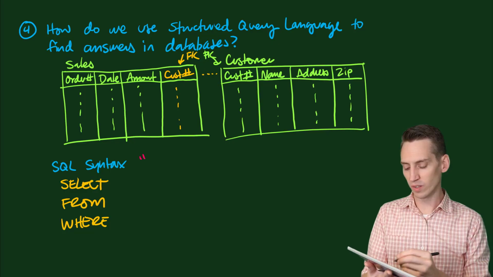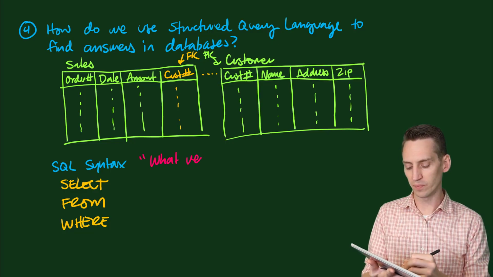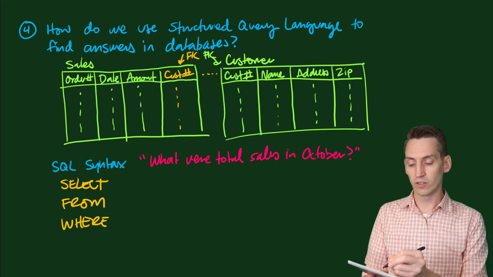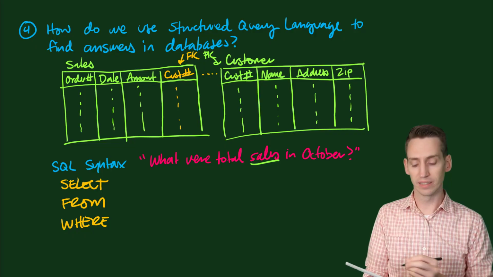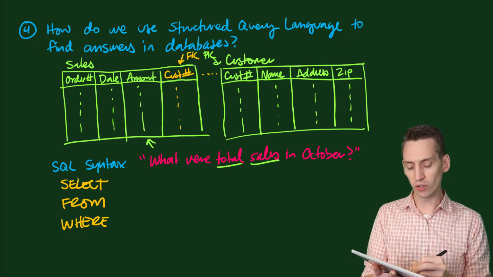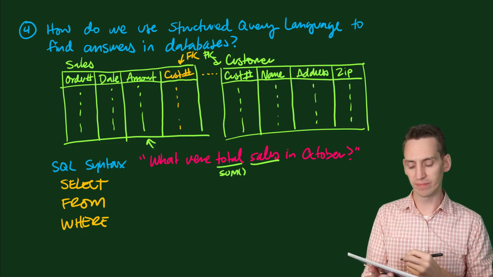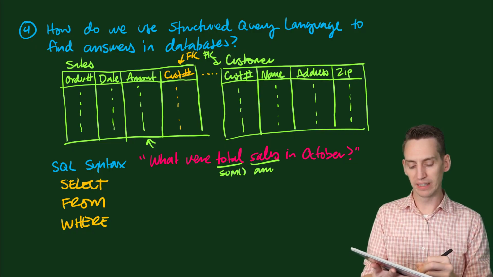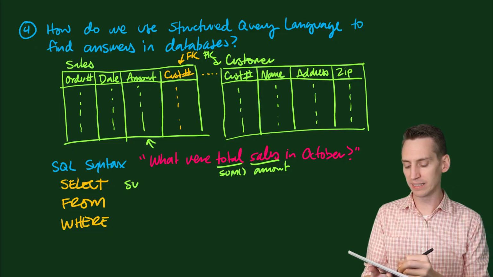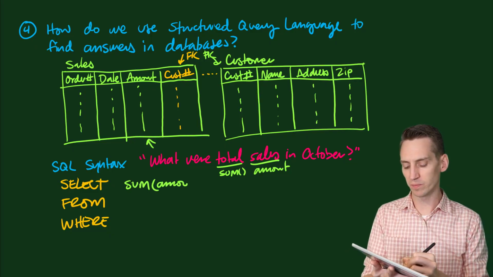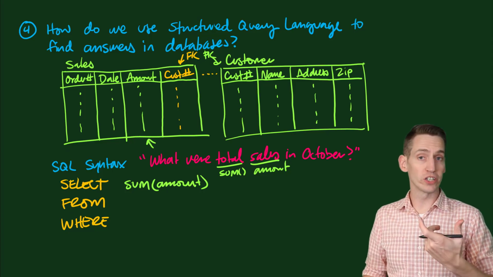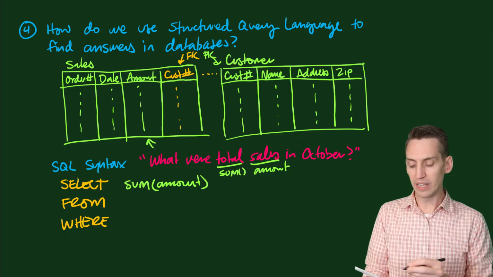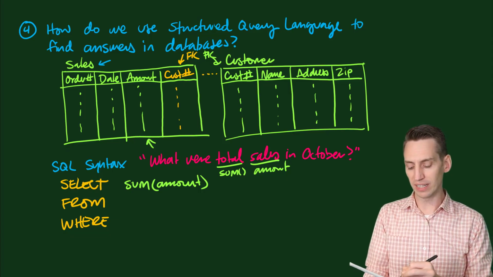So here's a question. What were total sales in October? To write a query that will answer this, we're going to say, okay, I need to know the total sales. So I want to select the total. That means I have to do a sum function. And sales is going to be my amount field. So select sum of amount. In the select function, we can choose all the values, or we can choose mathematical operators as well. The amount shows up in my sales table, so I'm going to select sum amount from sales.